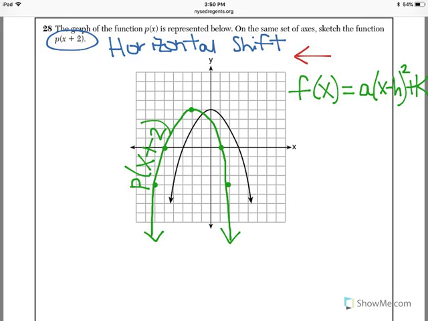And so h represents the horizontal shift, whereas k represents the vertical shift of your graph. And because we have this subtraction symbol inside of our parentheses in the actual formula in the original, that's what's causing this plus 2 to appear.